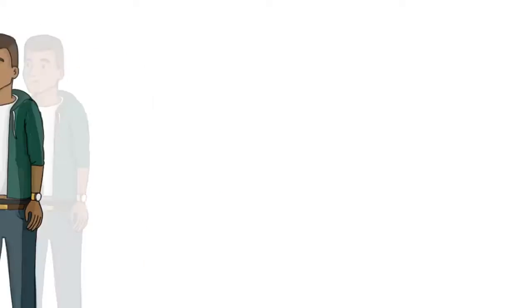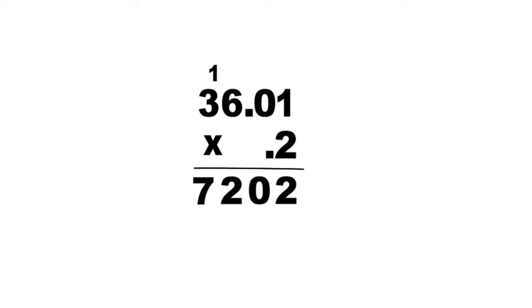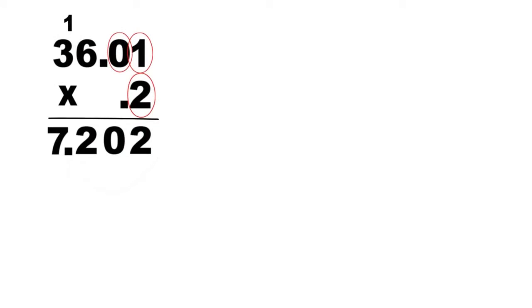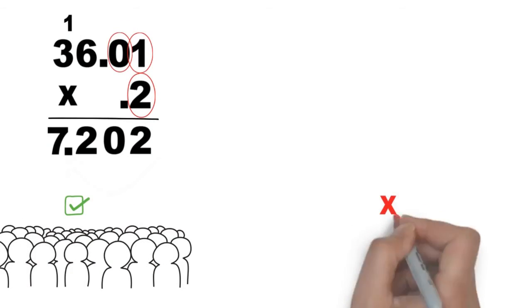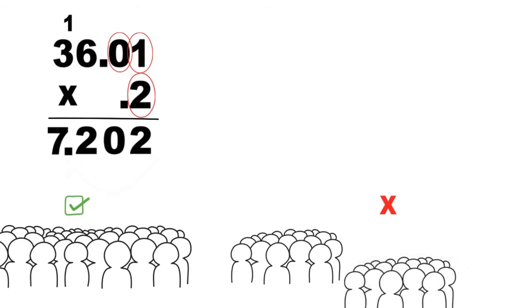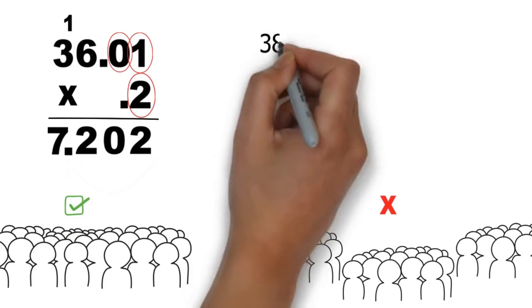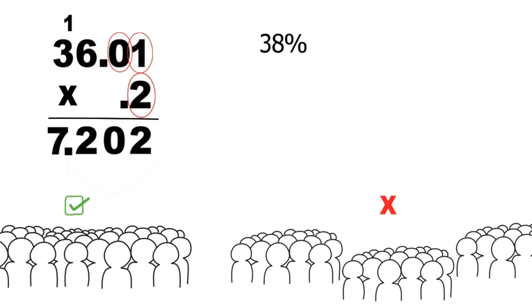We work the problem by setting it up for multiplication, 36.01 times 0.2, and get the correct answer, which is 7.202. Most of the students get the problem right, but by monitoring and collecting the answers of every student that misses the correct answer, we notice something interesting. 38% of the students that missed this problem entered the wrong answer of 72.02.